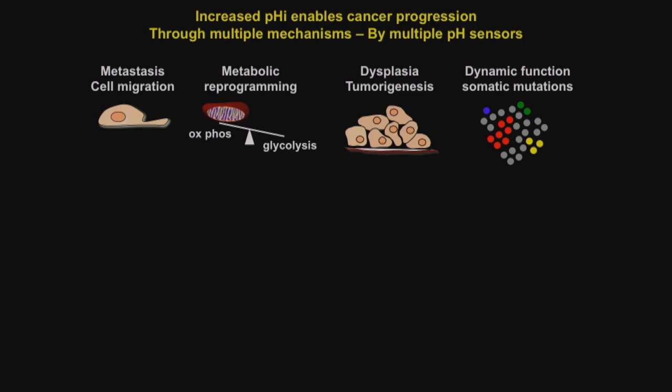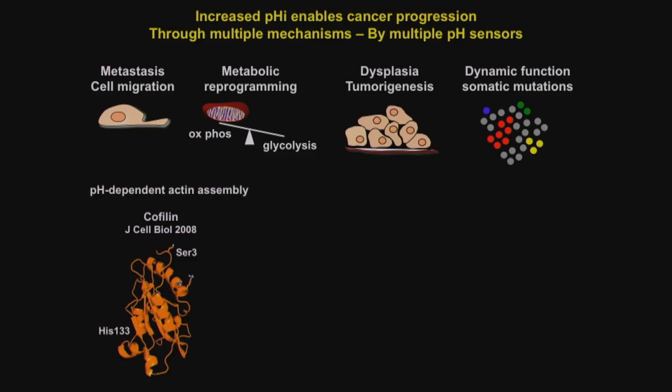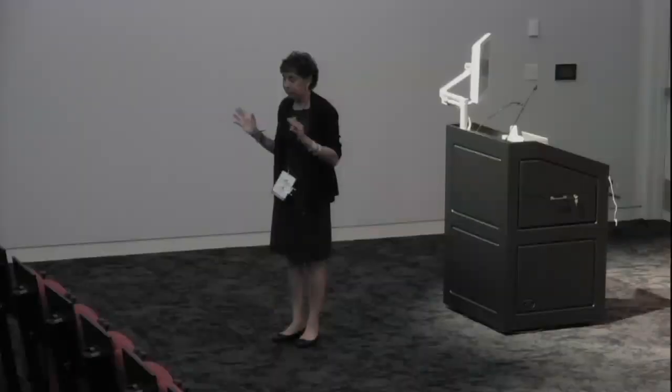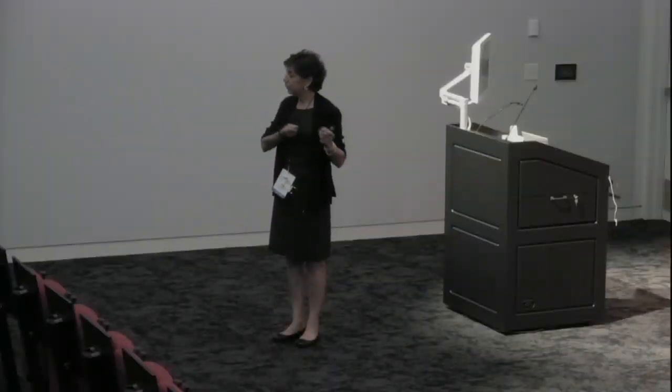So we've done most work on metastasis and cell migration, and just as an example, we've used biochemistry, cell biology, molecular dynamics, these are all through collaborations, NMR to figure out actual pKa's, and we've identified at least 5 or 6 different pH sensors. One, for example, is cofilin, which is required for pH-dependent actin assemblies. And what's interesting is of the many pH sensors we've identified, they have different modes of regulation.